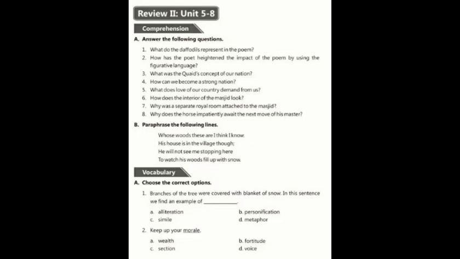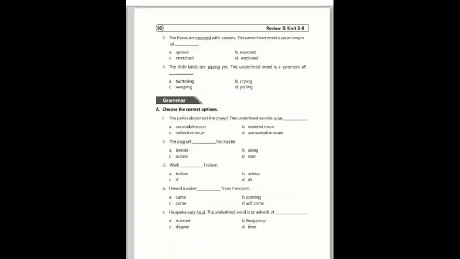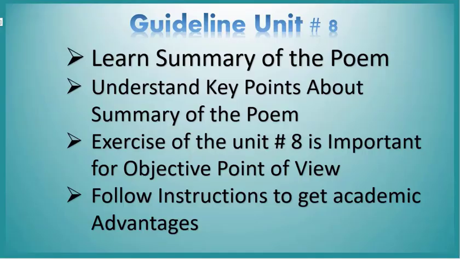For example, there are a few important points. Section A is vocabulary. Choose the correct options. On the other hand, next is the grammar part. Choose the correct options. Students, do not focus only on the summary of the poem. I am giving you instructions, so follow my instructions very carefully and learn very comprehensively what we are teaching you in the online classes.